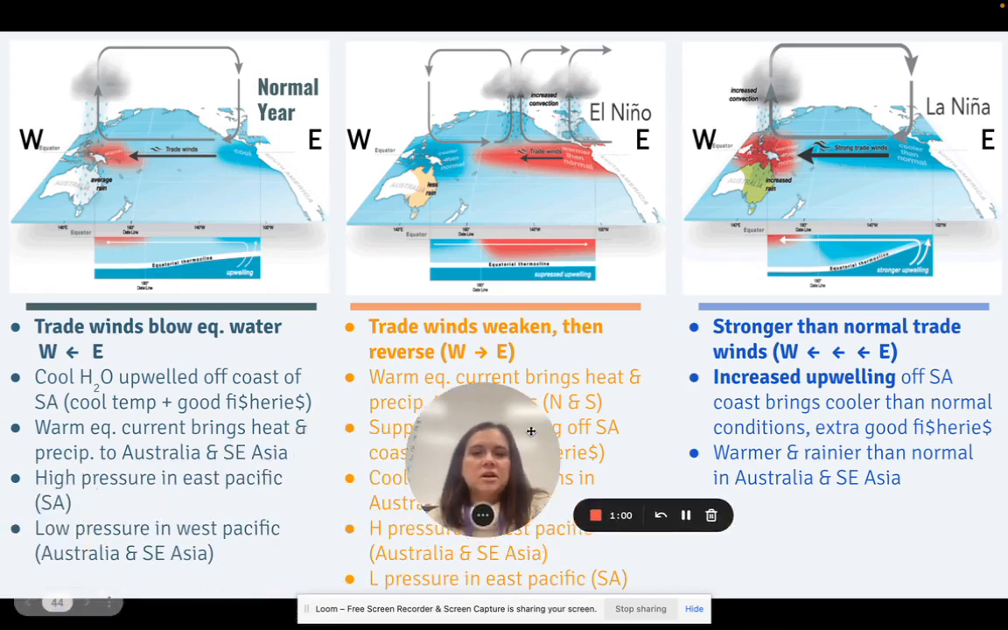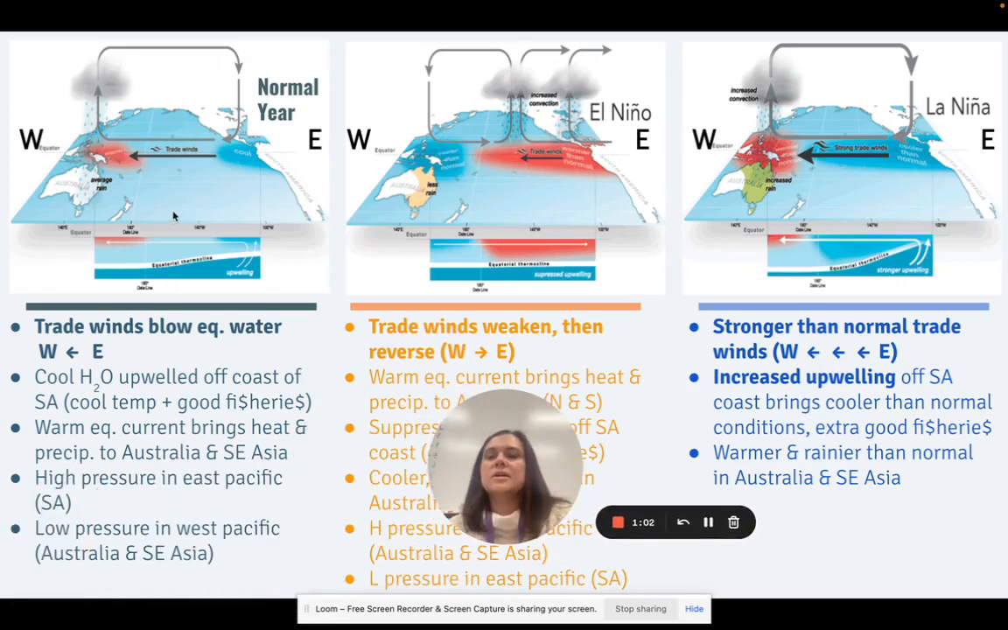Now, what is it? Before we jump in, let's talk about normal conditions. In a normal year, we have our trade winds, and side note, this is always along the equator. We're going to focus mostly on the western coast of South America, and the eastern coast of Australia and some of Southeast Asia, because those are mostly affected by it. There are more global impacts, which we'll talk about in class later.